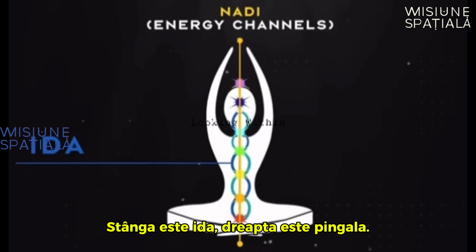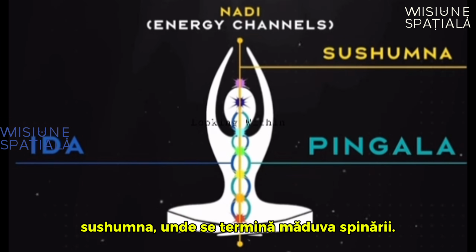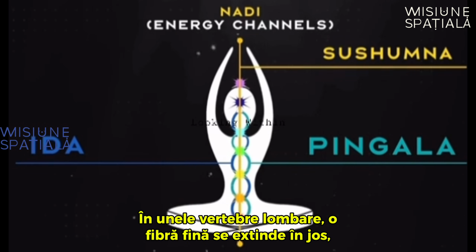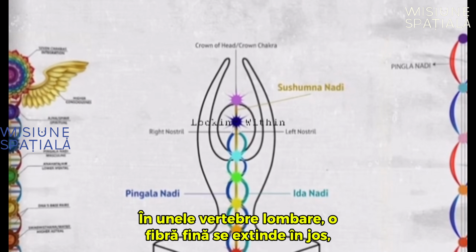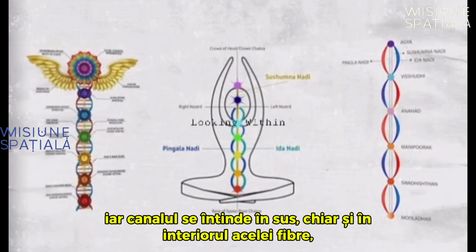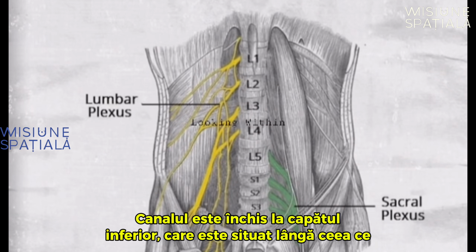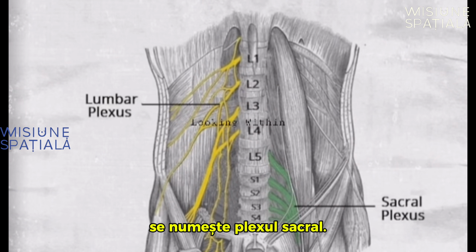The left is the Ida, the right Pingala, and that hollow canal which runs through the center of the spinal cord is the Sushumna. Where the spinal cord ends, in some of the lumbar vertebrae, a fine fiber issues downward, and the canal runs up, even within that fiber, only much finer. The canal is closed at the lower end, which is situated near what is called the sacral plexus.